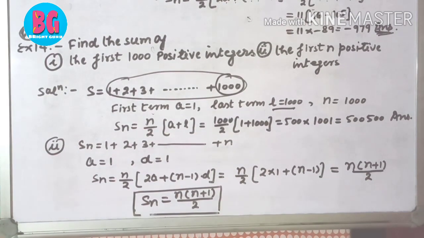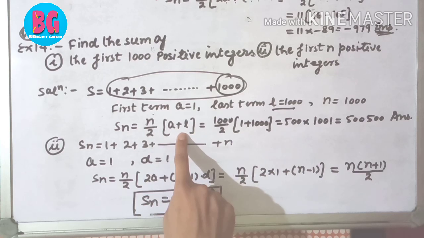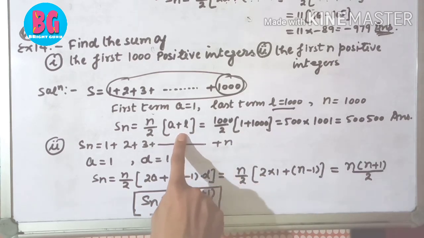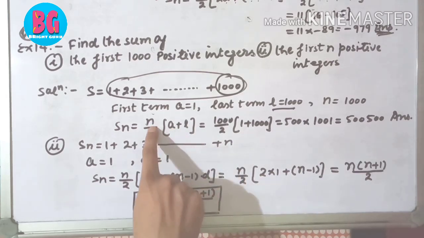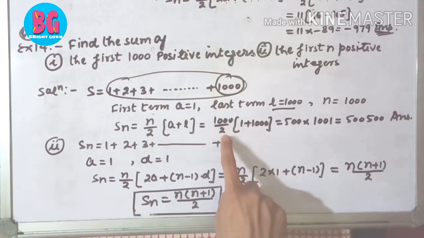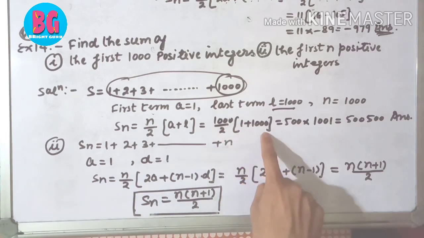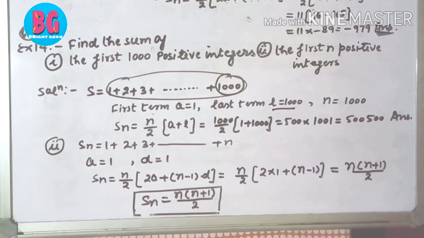Now I am going to apply the formula Sn is equal to n by 2 (a plus L). This formula is applied only when the value of the last term is given. In place of n we can write 1000 by 2, (1 plus 1000). After solving it, we obtain the value of the sum of 1000 terms of the given AP, meaning 1 plus 2 plus 3 plus 4 plus dot dot dot plus 1000.